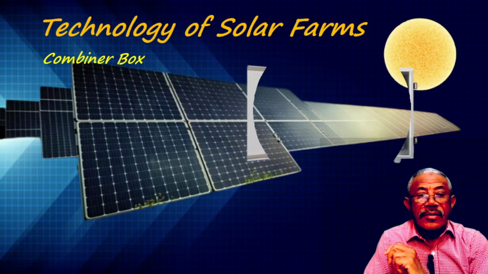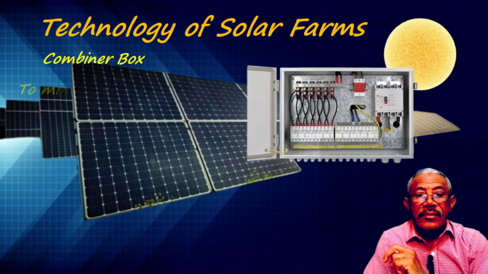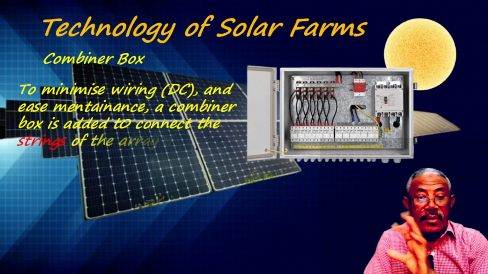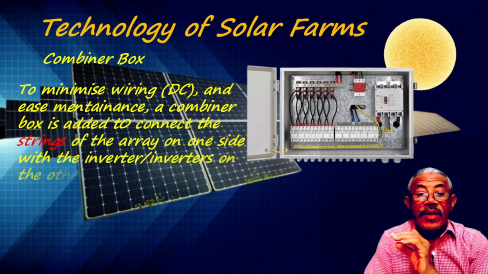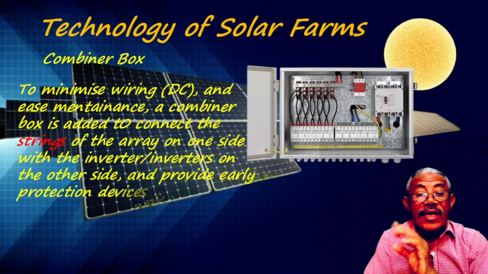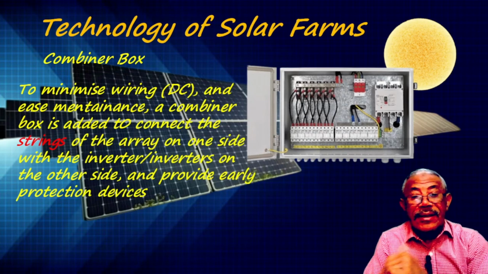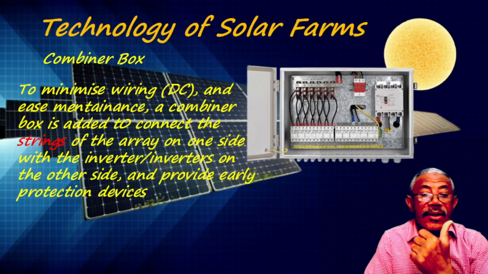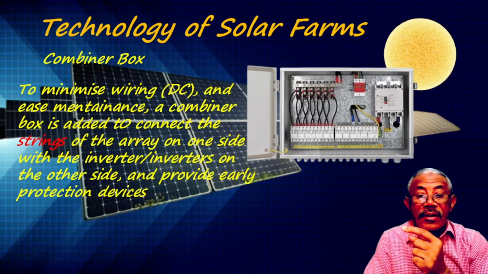Combiner box. To minimize DC wiring and ease maintenance, a combiner box is added to connect the strings of the array on one side and with the inverters on the other side to provide early protection devices.